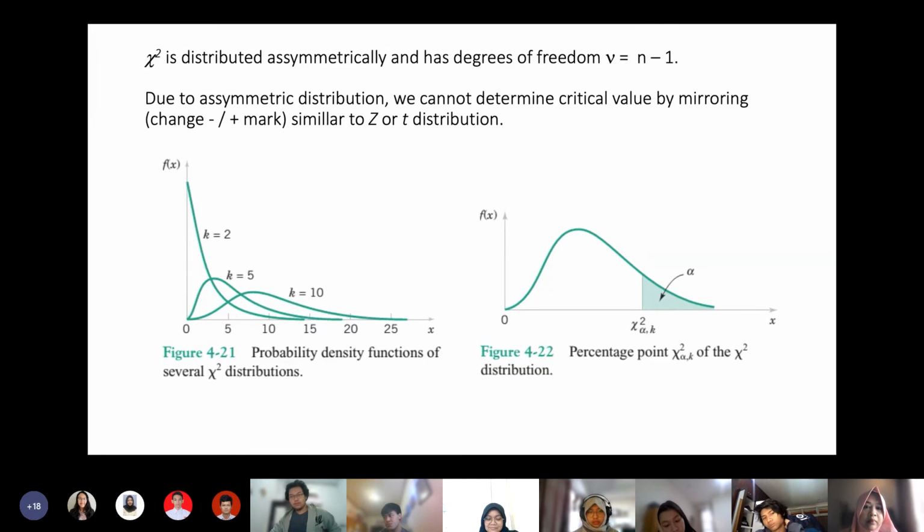Several chi-square distributions are shown in figure 4.21. Please note that the chi-square random variable is non-negative and the probability distribution is skewed to the right. However, as k increases, where k is the degree of freedom, the distribution becomes more symmetric. At k equal to infinity, the limiting form of the chi-square distribution is the normal distribution.